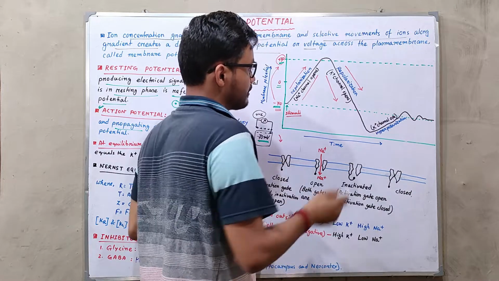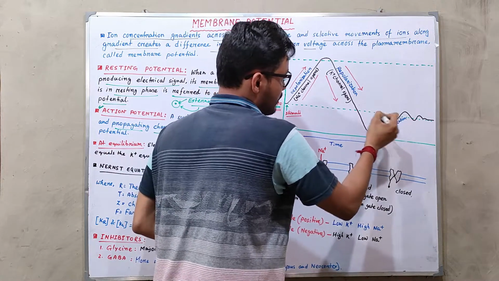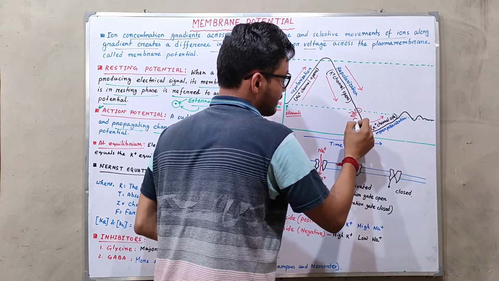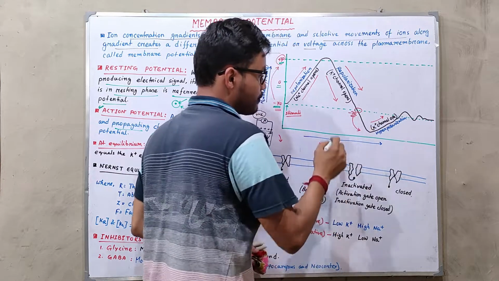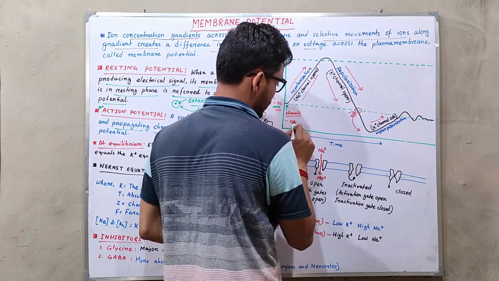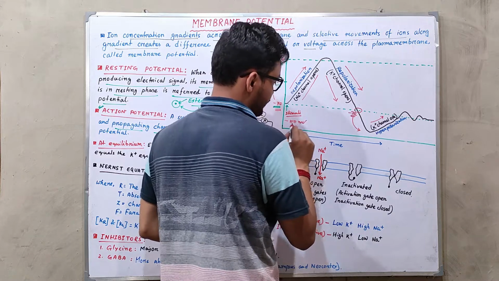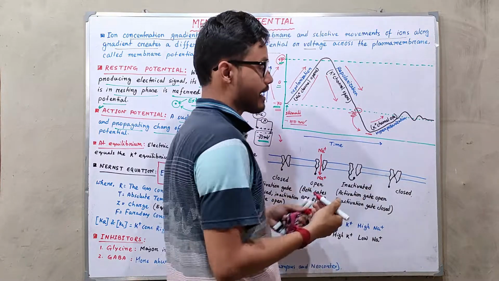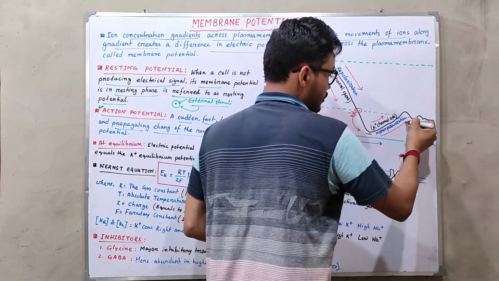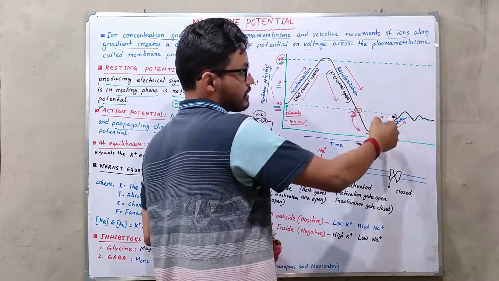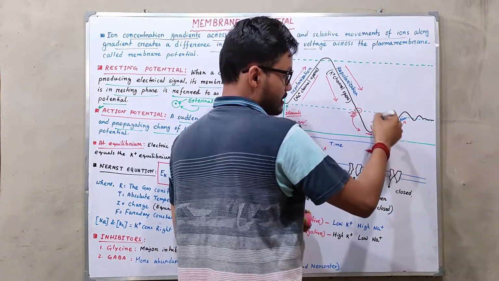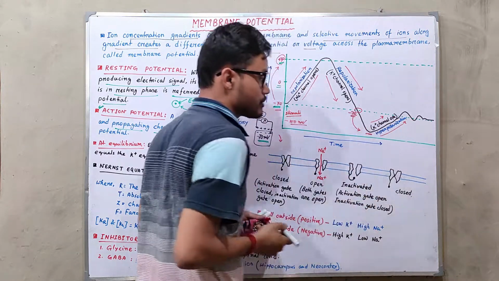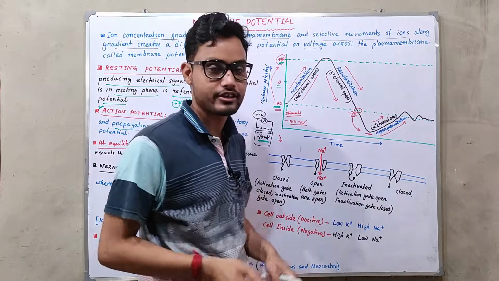But here the K plus channels still remain open, so the membrane potential does not halt at minus 70 millivolt, rather it goes lower and crosses minus 100 millivolt. Whenever it touches minus 100 millivolt, it again depolarizes to fix this excess repolarization, and this excess repolarization fixing step is known as hyperpolarization. So hyperpolarization is basically fixing of the excess repolarization of the membrane.